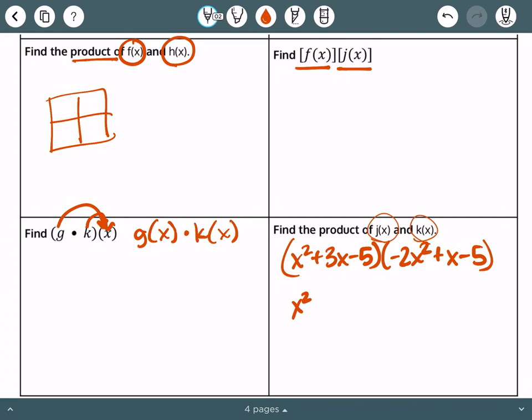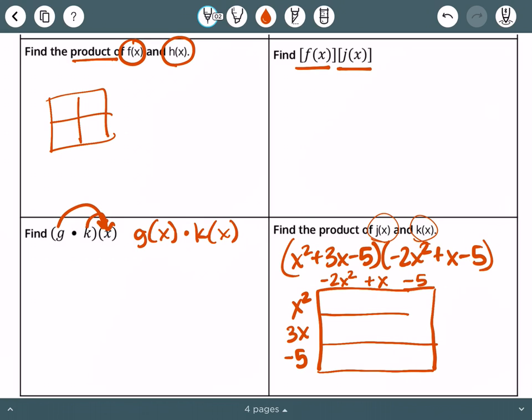I'm going to put x squared. I'm going to put 3x. I'm going to put minus 5. Right, so that's going to be here. And then across the top, I'm going to have negative 2x squared plus x minus 5. And remember, each term gets its own box. So I see 3 terms over here, and so I want to put 3 rows. And then I see 3 terms on top, so I'm going to put 3 columns. I'm going to multiply just like normal. This hasn't changed. Nothing's crazy.